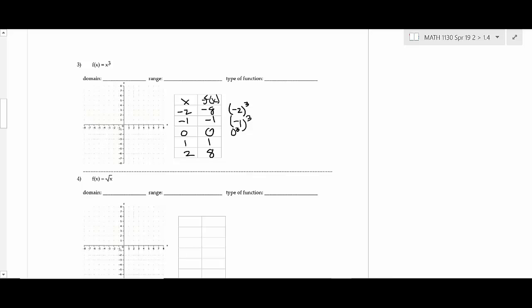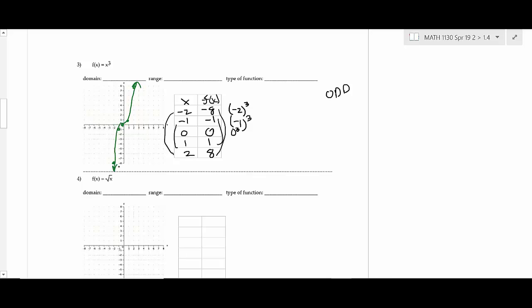Now we talked a little bit about, in the last period, what an odd function was. And remember, an odd function just means that if you have an opposite x, you also have an opposite y. So that's what a table of values would look like on an odd function, okay? So let's just plot the points, and we'll kind of talk about what we have. So let's see, we got -2, -8, -1, -1, 0, 0, 1, 1, 2, 8, like that. So that goes like that. All right, that's an odd function.